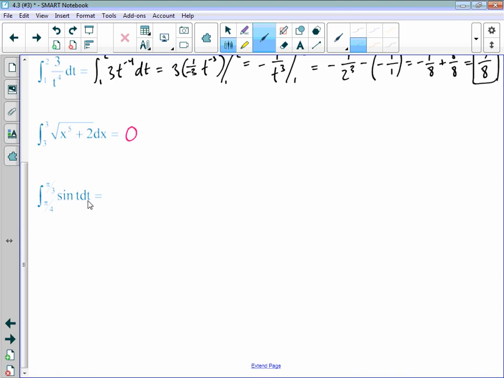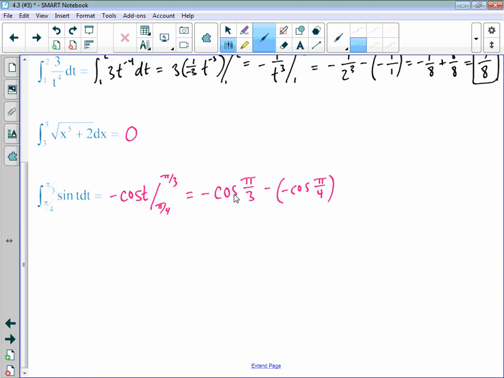Okay, this one here, to take the antiderivative of sine, it's going to be negative cosine. And we're going from pi over 4 to pi over 3. So we're going to plug in pi over 3 first, and then we're subtracting, and we're plugging in pi over 4. So here's where you have to know your unit circle.